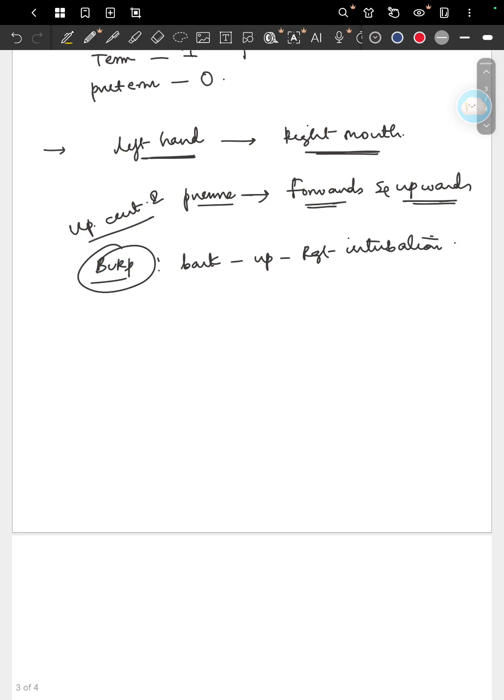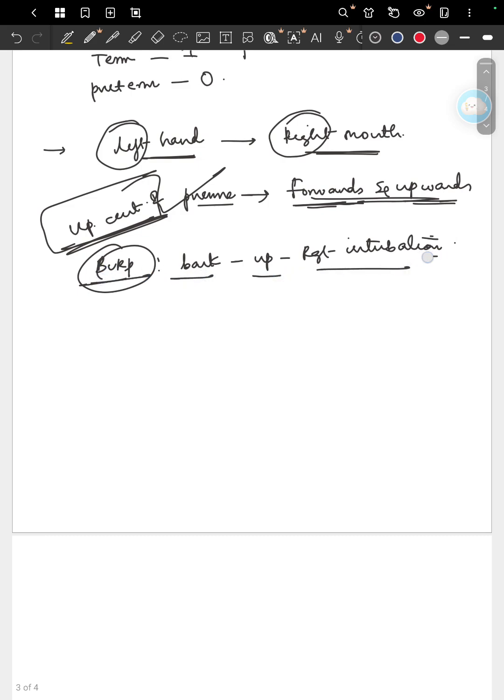So these points are very important. We'll be using the left hand and right side of the mouth, and forward and upwards is the general pressure direction. The most common injury is to the upper central incisors. Then the BURP maneuver, where we'll be going backwards, upwards and right, and we'll be intubating. So this is used for difficult intubation.